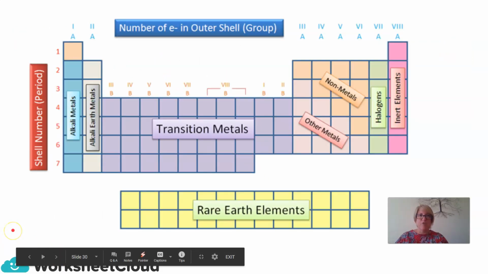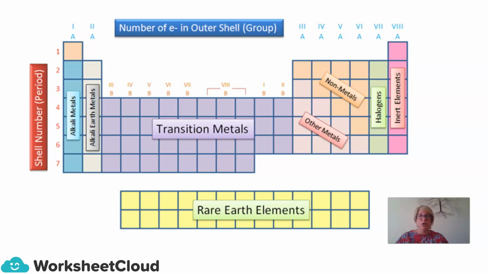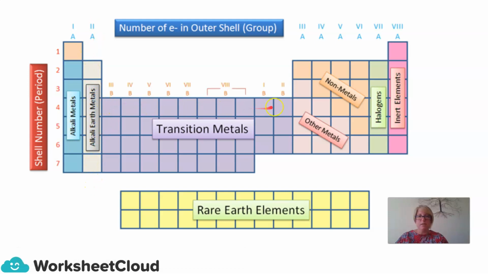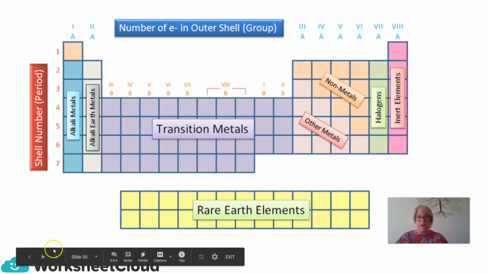So just as a recap, this is a slightly different periodic table, but I just want to remind you that please will you make sure you know the names of the different types of elements that we have on the periodic table. So here we have the alkali metals, here we have the alkali earth metals, this middle section here is known as the transition metals. These are metalloids or semi-metals. These here are the non-metals. This group here is halogens, inert elements or noble gases, and the elements at the bottom are known as the rare earth elements.